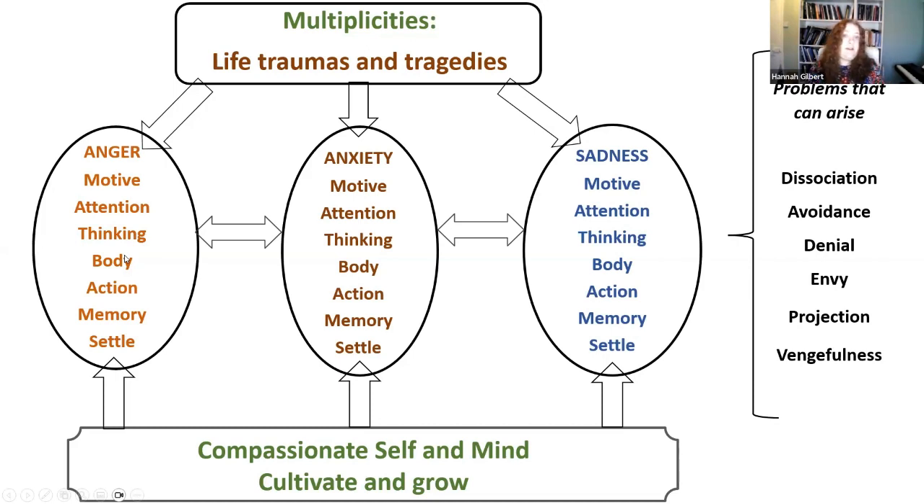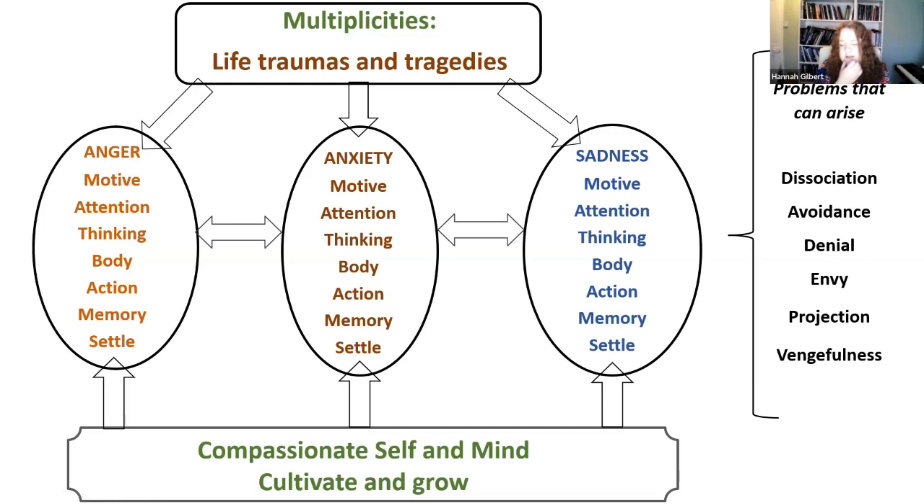What happens in our bodies? Because obviously our bodies respond in a different way when we're angry, anxious, or sad, as opposed to, for example, when we feel content, when we feel happy. So it's really useful to think about what happens in my body when I experience these things. What action do I want to take? What kind of memories do I think about?